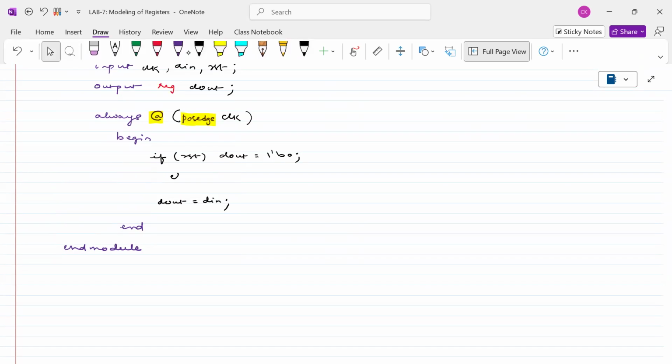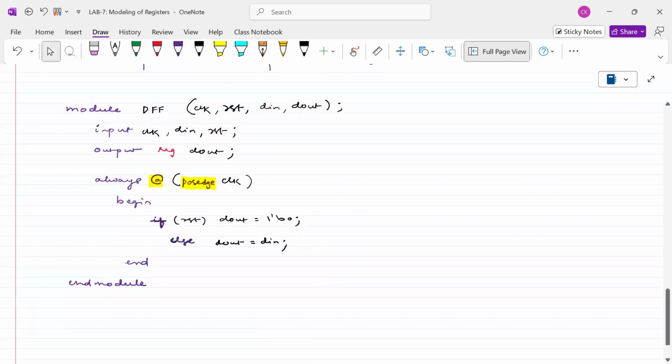Else, we have to write this in keywords, right? Else is a keyword. If is a keyword. If this is the case, D out is equal to D out. Okay, this is what we have written previously. You're going to use 4 times of this one.